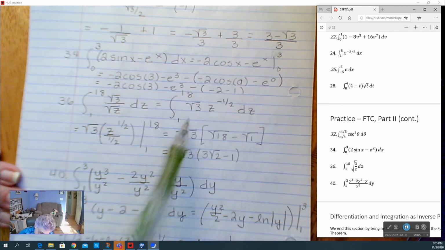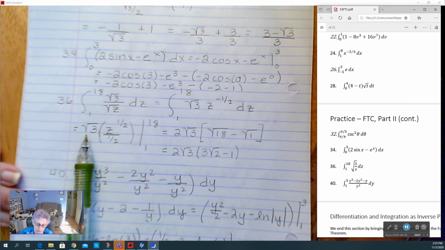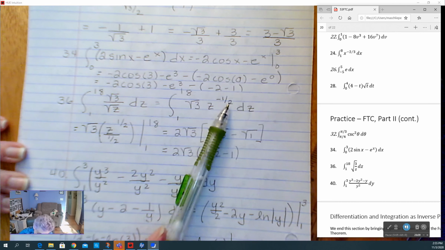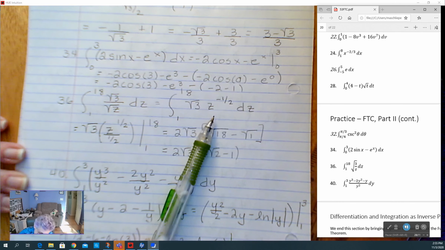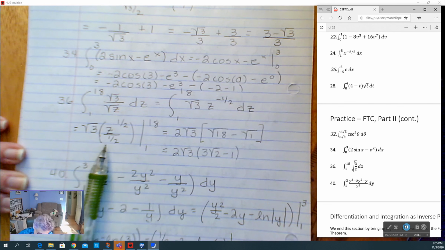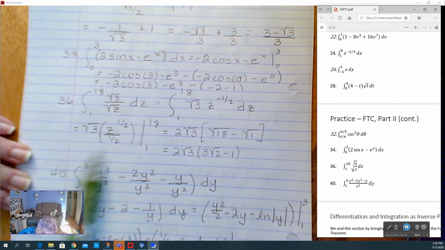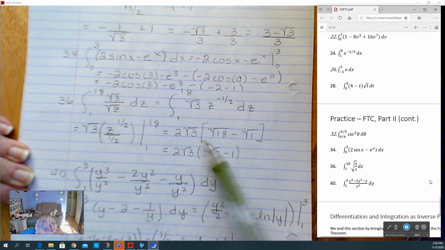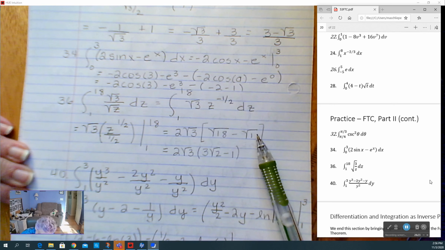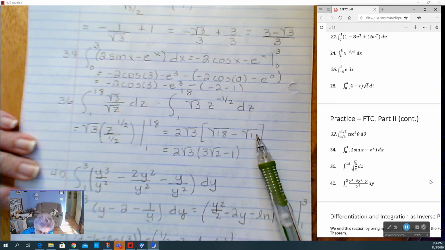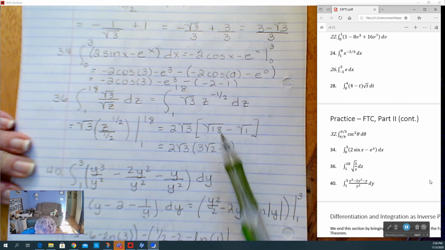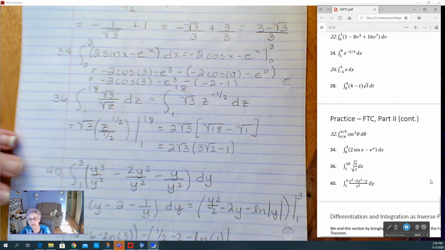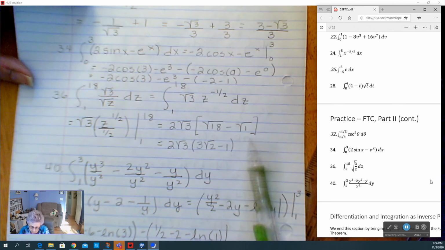Next one, square root of 3 hung out in front. When I added 1 to the exponent and divided by the new exponent, I got a 1/2. So 1/2 on the bottom became a 2 on the top. And then I plugged in square root of 18 minus square root of 1. And square root of 18 is 3 times the square root of 2. It's 9 times 2. Square root of 1 is 1.